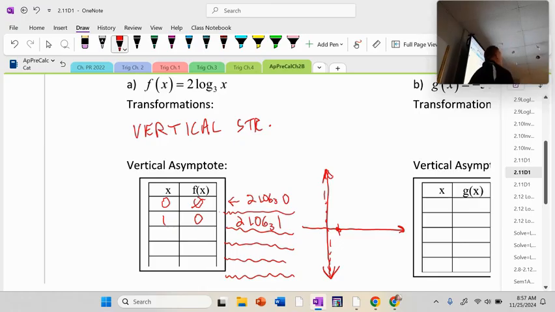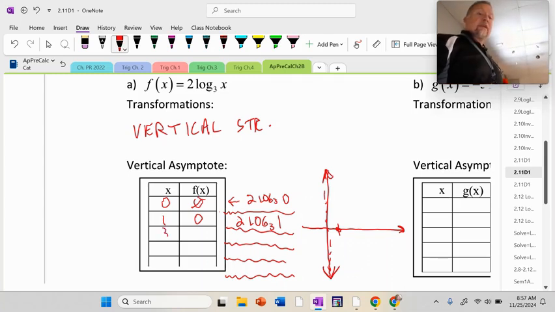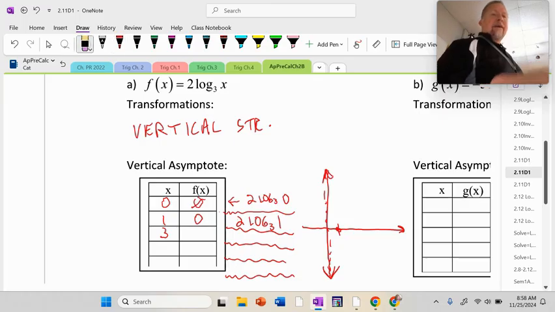So log base 3 of 1 is 0. 0 times 2 is 0. And then I did that point. What's the next one I'm going to plug in? Log base 3 of 3. You have to do this without a calculator. Oh, no. You're going to hate me. I already do.